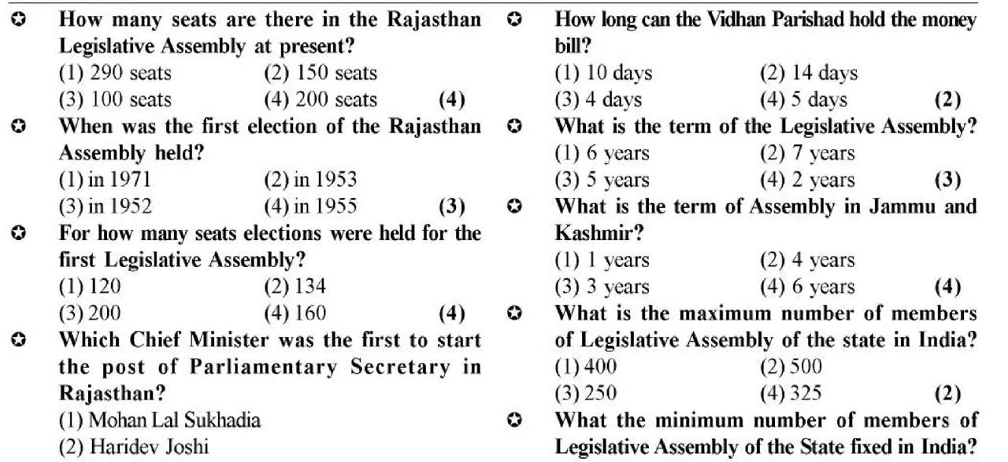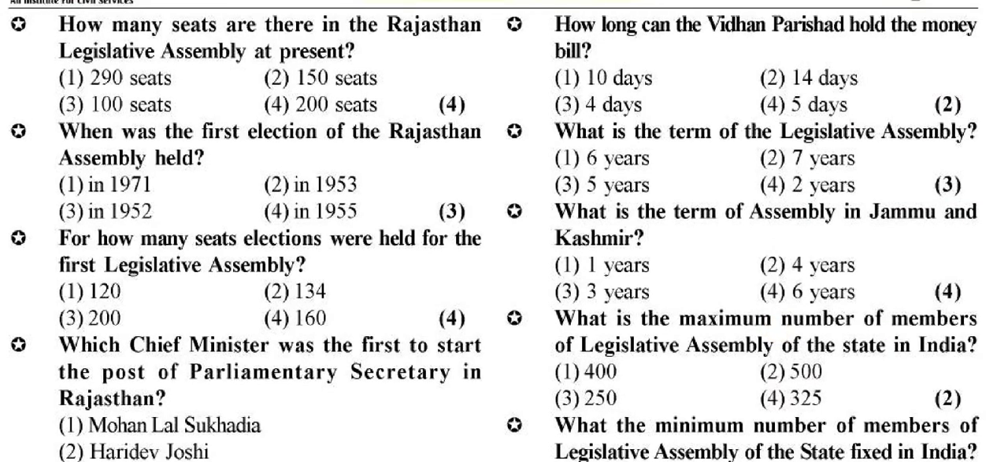Which is the smallest legislative constituency in Rajasthan? Basedi. How many seats are there in the Rajasthan Legislative Assembly at present? 200. How long can the Vidhan Parishad hold the money bill? 14 days. When was the first election of Rajasthan Assembly held? In 1952. What is the term of Legislative Assembly? 5 years. For how many seats were elections held for the first legislative assembly?